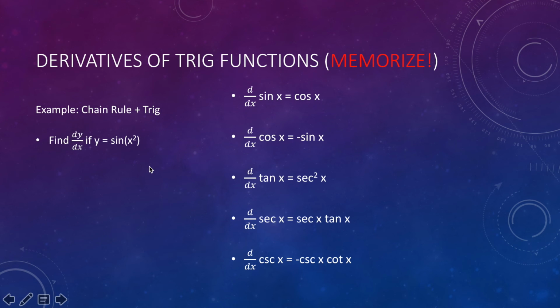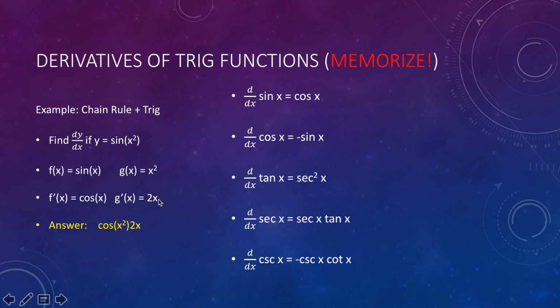Let's just do a quick example so you can understand the chain rule used with trig functions. If I ask you to find the derivative of sine x squared, x squared is in parentheses and sine is on the outside, right? So f of x is sine x, and g of x is x squared. The derivative of f of x is cosine x, and the derivative of g of x is 2x. So using the chain rule equation, you get cosine x squared times 2x.